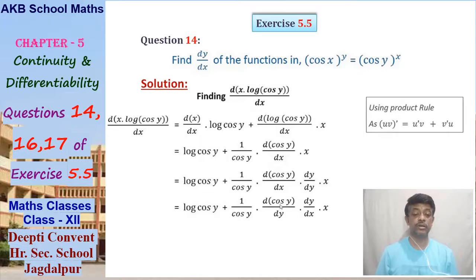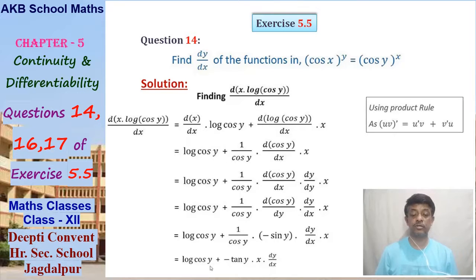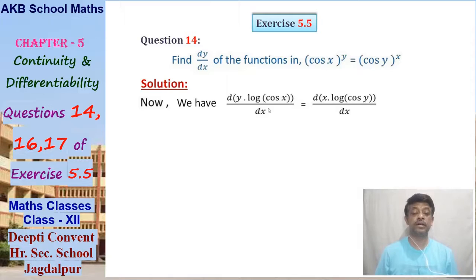So d cos y by dx, the derivative of cos y with respect to y is minus sin y, times dy by dx. So minus sin y by cos y, minus tan y dy by dx, into x. So minus x tan y dy by dx, plus log cos y. So the right hand side equals this. Okay. Now equating these two, the left hand side equals the right hand side.